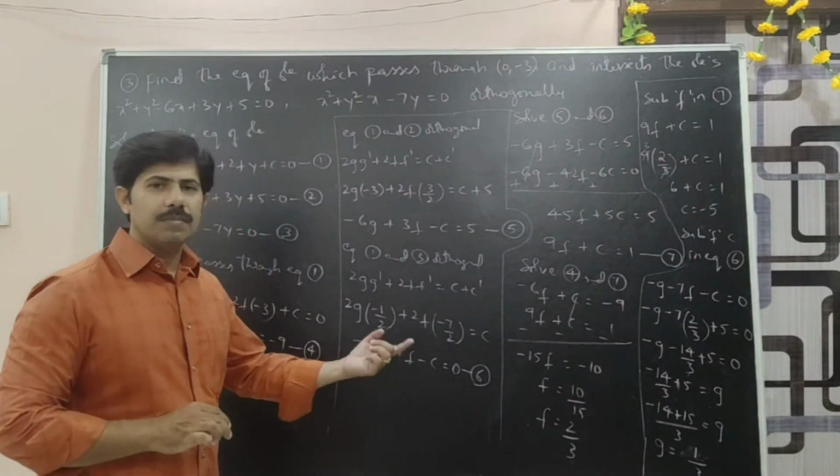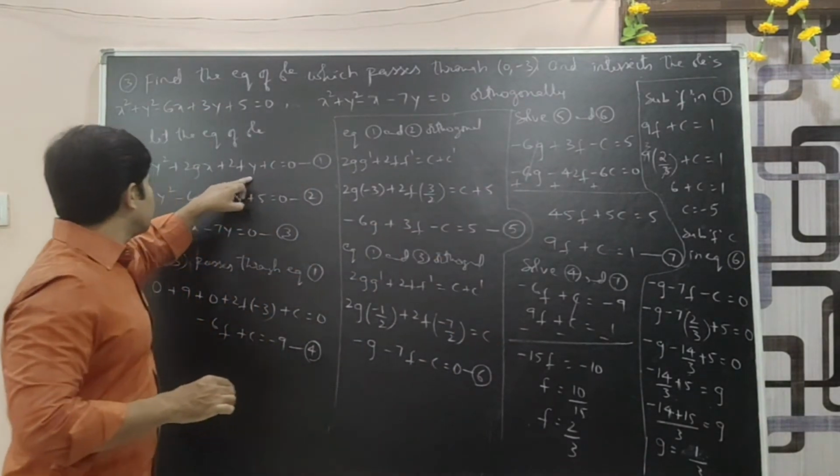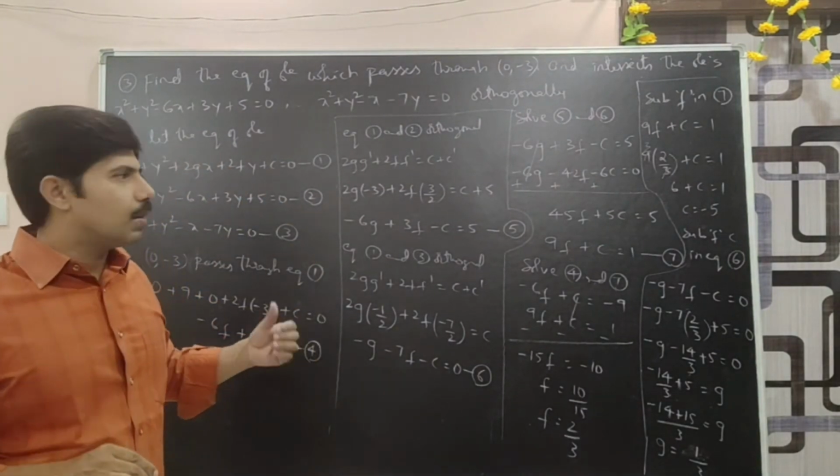That means g is equal to 1 by 3, f is equal to 2 by 3 and c is equal to minus 5 in equation 1. You will get the required equation of circle. Okay, you complete this problem.